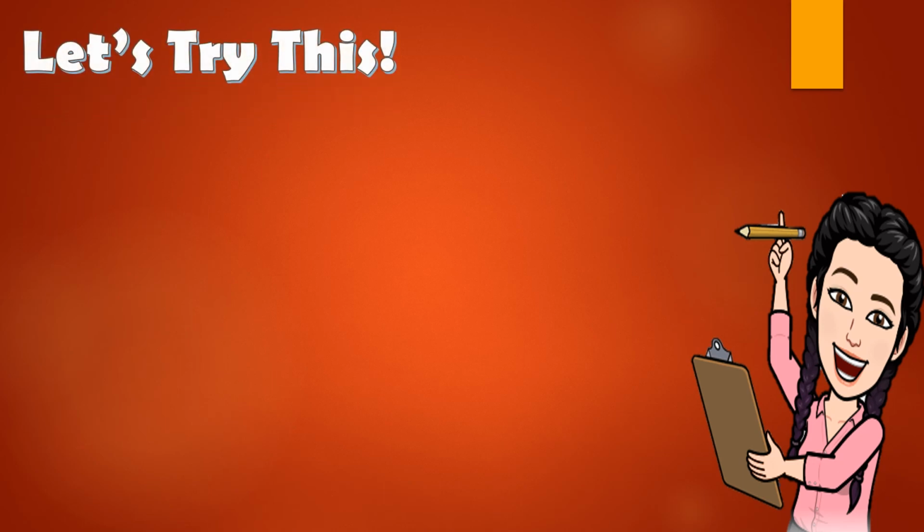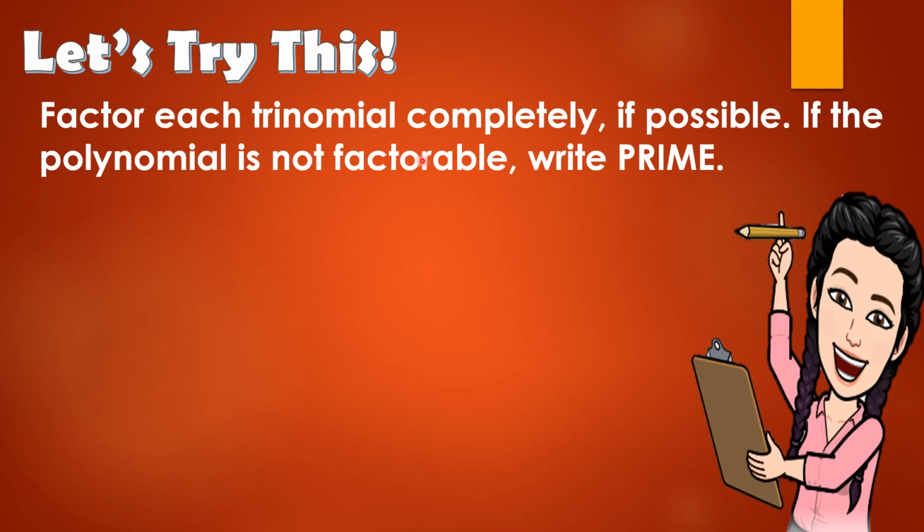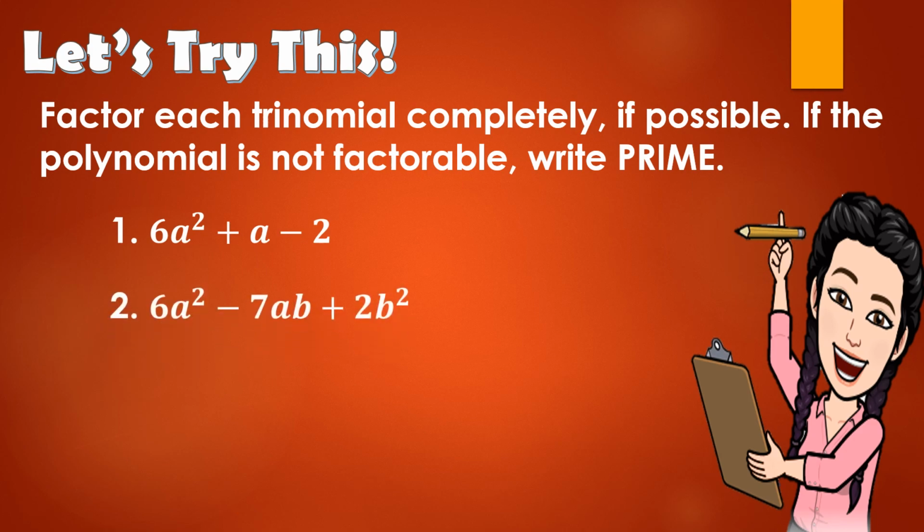Now, let's try the following. Factor each trinomial completely if possible. If the polynomial is not factorable, write prime. Number 1, 6a squared plus a minus 2. Number 2, 6a squared minus 7ab plus 2b squared. Number 3, 2c squared minus 6c minus 8. And number 4, 5d squared plus 7d plus 2.